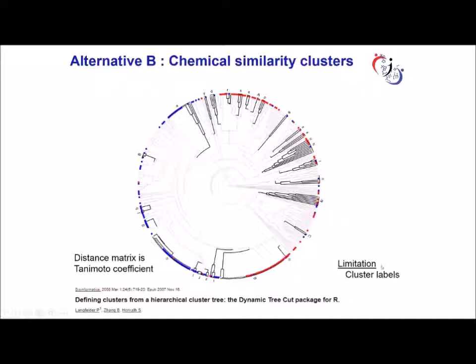The limitation is the cluster label: although we have these nice clusters, we still need to zoom in and define that these are lipids and these are some other chemical classes.